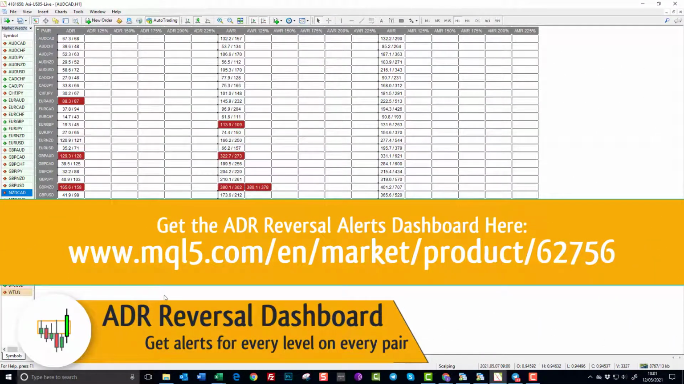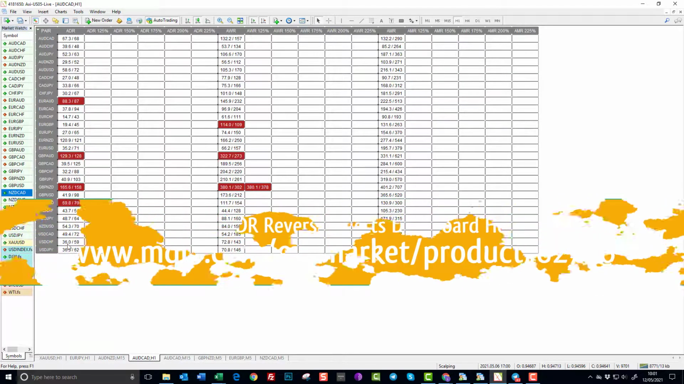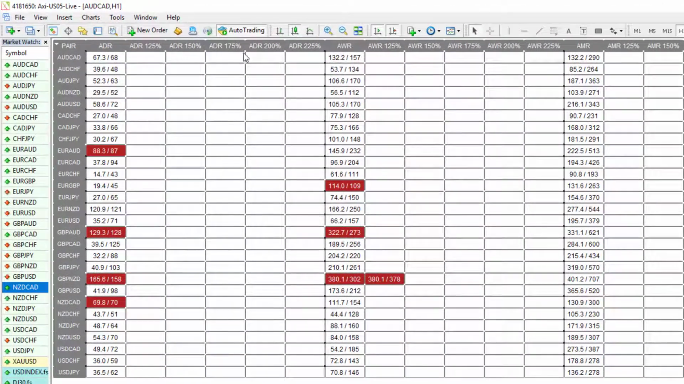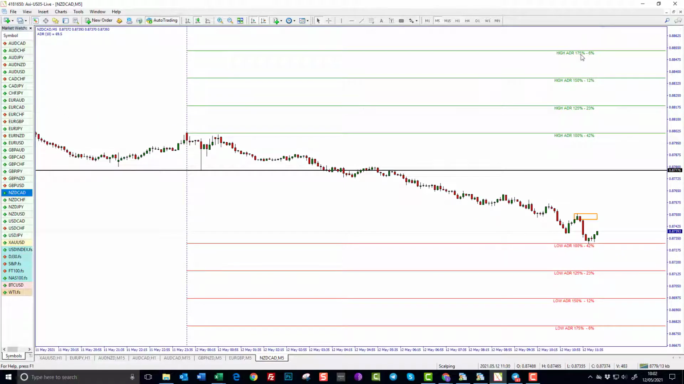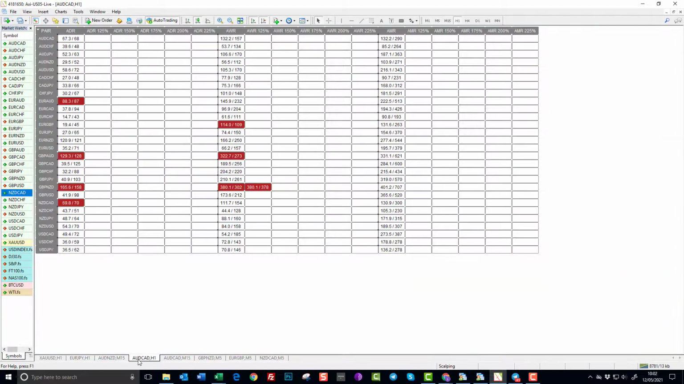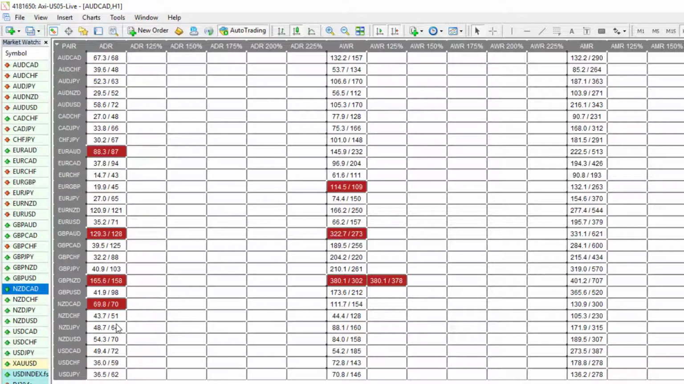This is the ADR Reversal Alerts dashboard, and this will monitor all pairs for you automatically, and it will give you alerts when ADRs are hit, and as you can see, it will also give you alerts when ADR percentages are exceeded as well. So this is the same as the indicator. It's monitoring the same levels, but what it's doing is it's just monitoring all pairs for you. So you can just stick this onto one chart, which is the way that I tend to use it, and then basically it will alert me when things get to ADR. Then I can go and do my analysis and decide whether I want to take an ADR reversal and how.